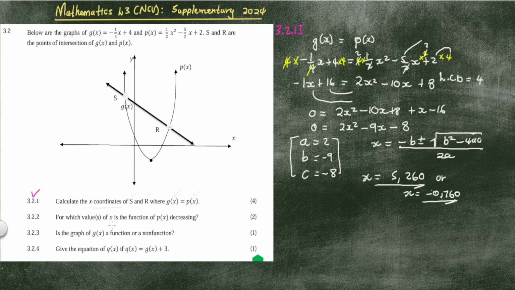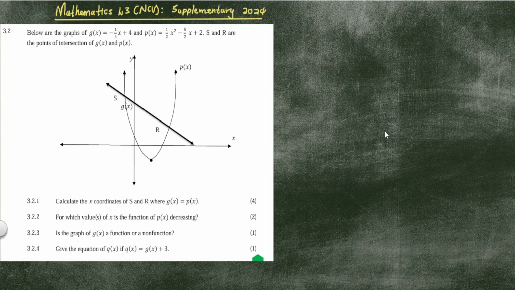For which values of x is the function of p, which is the parabola, decreasing? You read your graph from left to right. Reading this graph from the left, I can see that from this point I'm going down. It means that the graph is decreasing until we reach the turning point, and then it starts increasing from the turning point to the right as it goes up.